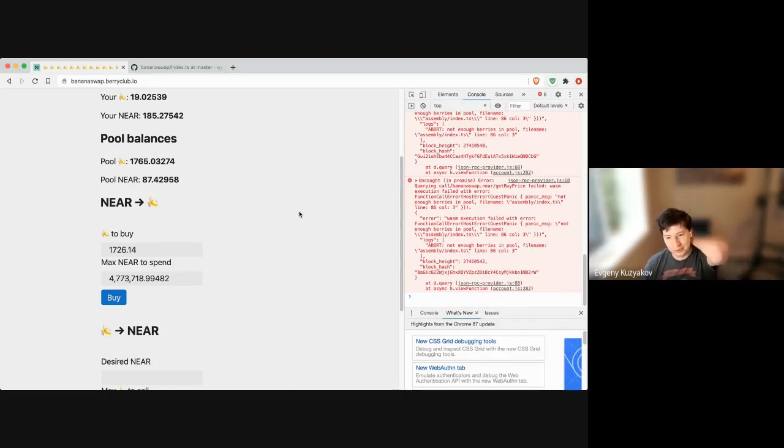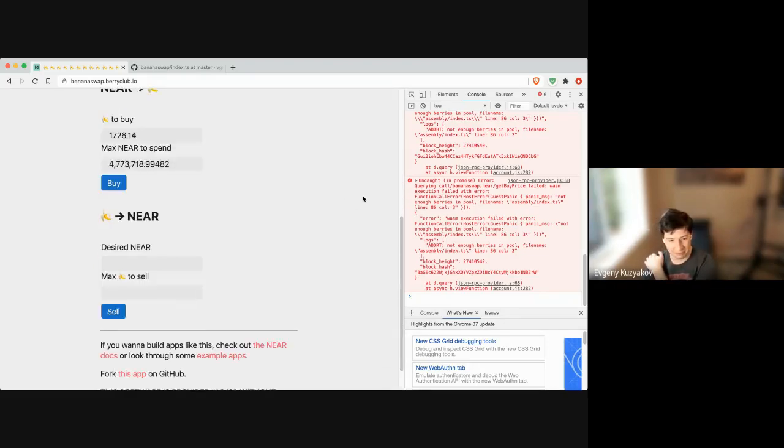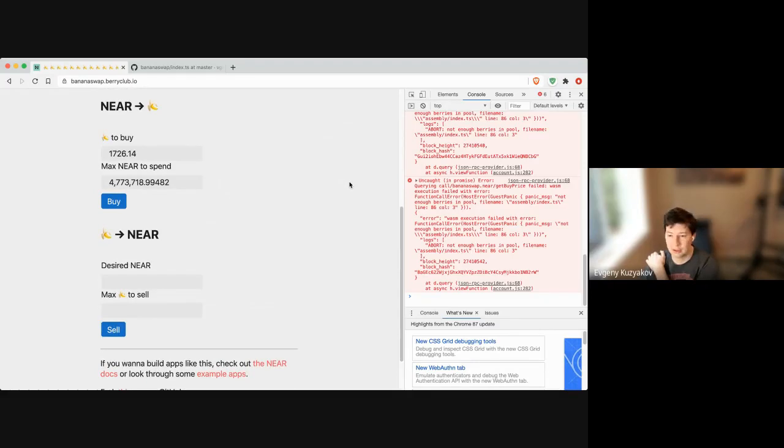So I wondered if Vlad put a protection on the overflow, and I started exploring the contract yesterday to see if I can trigger an overflow, such that I don't have to pay so much near, but can take all the bananas. We'll see if it's possible once we start reviewing the contract.